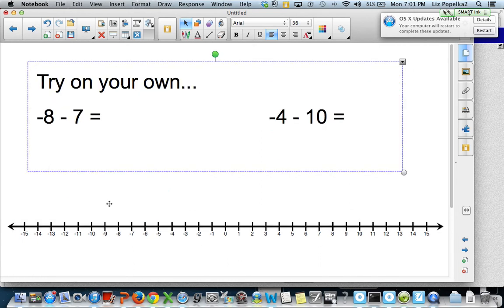Could you pause the video, try these last two on your own, then recheck the video when you're ready.